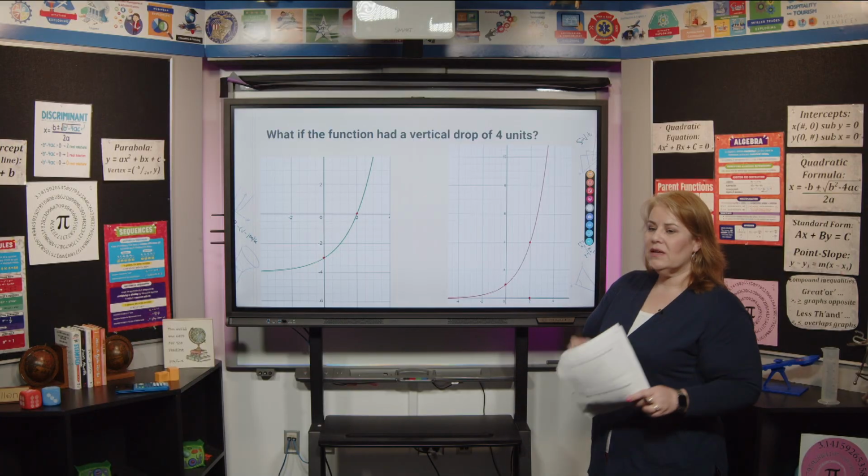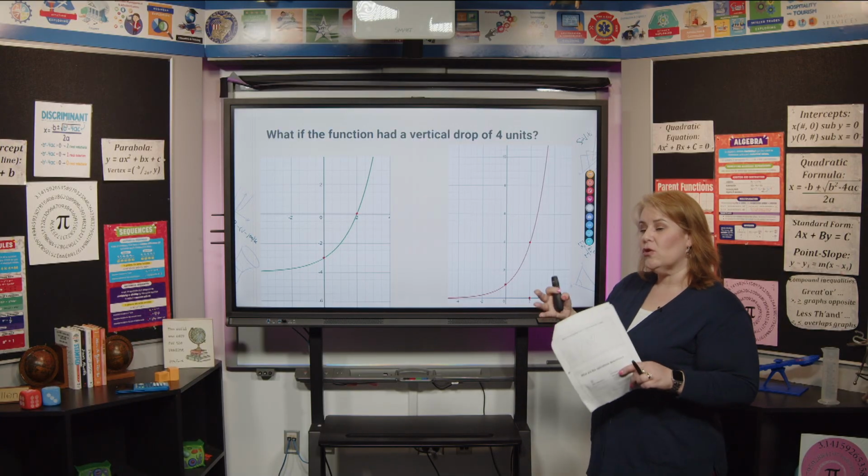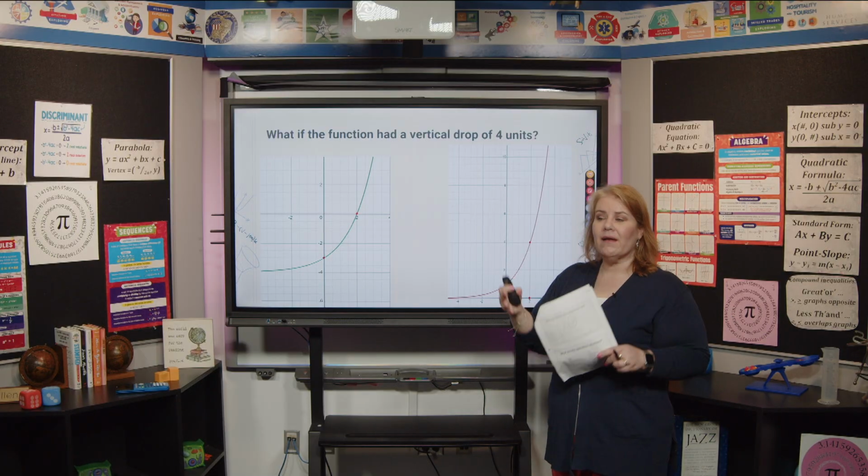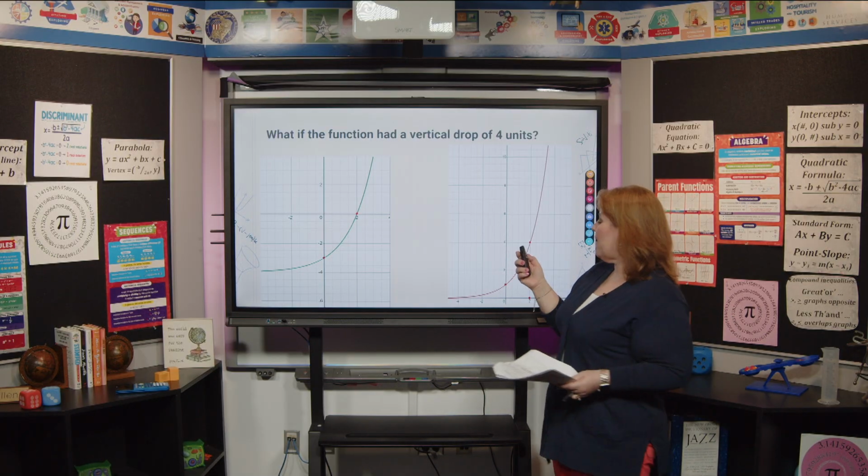My horizontal is going left to right. I'm adding or subtracting to those x values. My vertical is going up and down. I'm adding or subtracting to those y values.